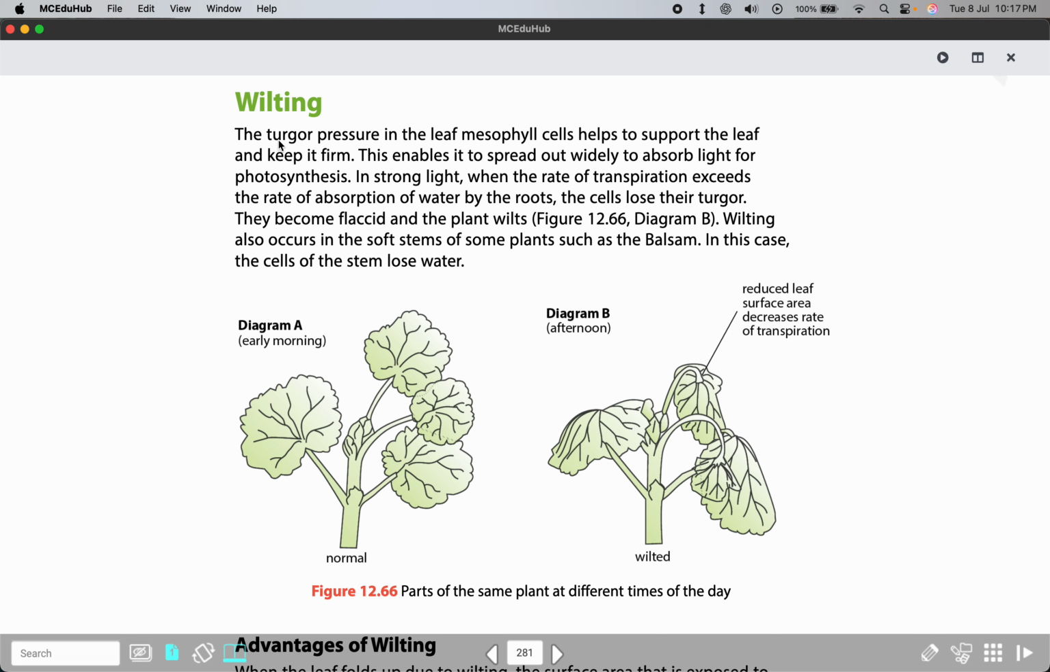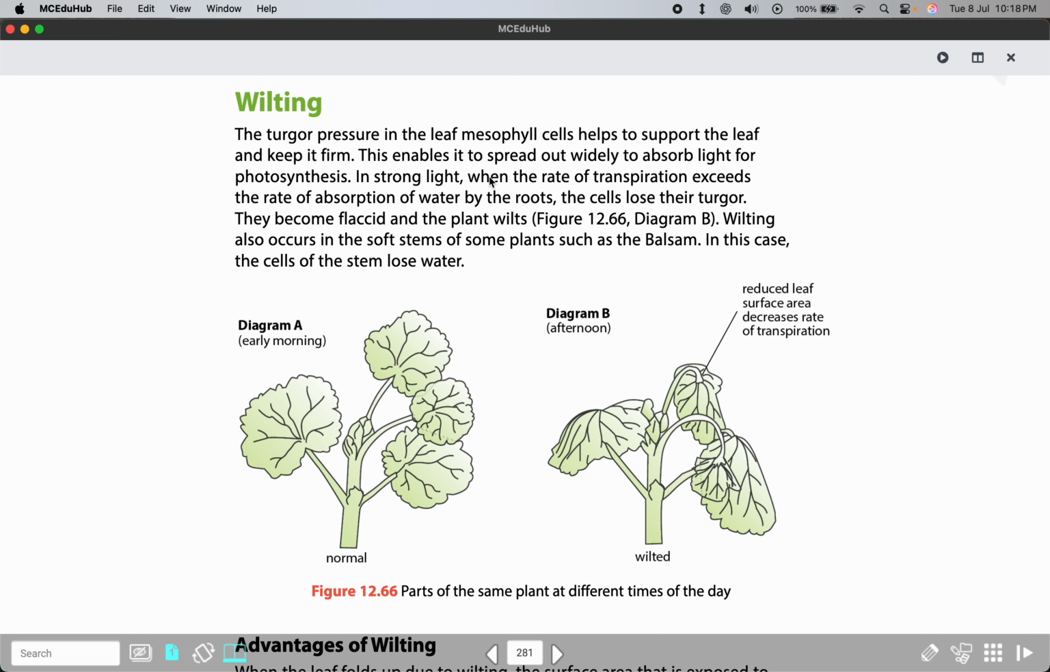What does it mean? There's this pressure, this thing called the turgor pressure. They are inside the leaf mesophyll cells, and they help to support the leaf and keep it firm. Basically, because the cell sap is very full, the vacuole is very full with cell sap, it pushes against the cell wall and causes the plant to be firm. Now, this will enable the plant to spread the leaf widely and absorb more light for photosynthesis.